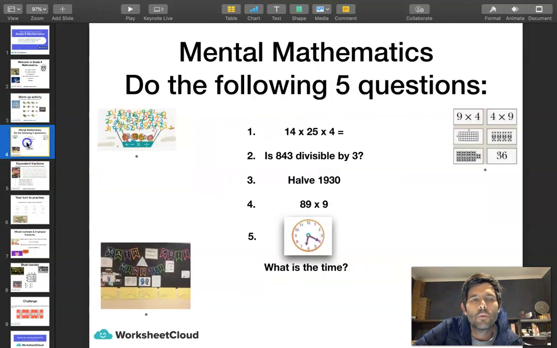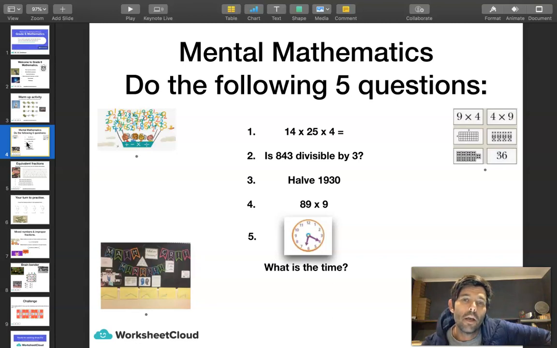Our mental maths for today is the following 5 questions. 14 multiplied by 25 multiplied by 4, and I'll give you a clue for that one, and the clue is order. Question 2, is 843 divisible by 3? So it'll be interesting to see if you can work that out without actually working out the entire calculation. So remember we did divisibility rules yesterday, so try remember and use that.